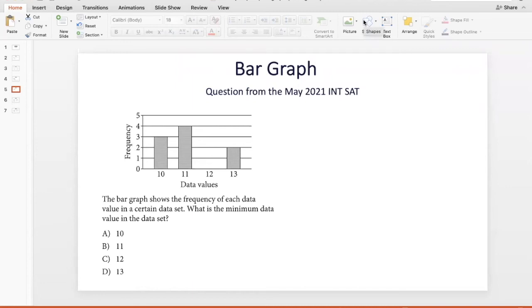So if you were to write this as a list, you can see that 10 appears 3 times, 11 appears 4 times, and 13 appears 2 times. So this is 10, 10, 10, 11, 11, 11, 11, and 13 and 13. But we don't have to do that because they are asking the minimum value of the data, which you can clearly see is going to be 10, right? So 10 is the minimum value.